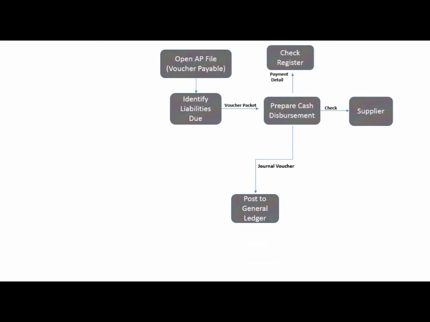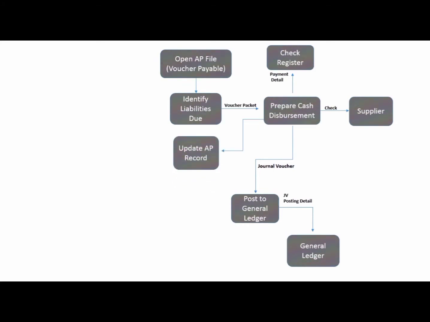Depending on the organization's materiality threshold, the check may require additional approval by the cash disbursement department manager or treasurer. The negotiable portion of the check is mailed to the supplier, and a copy of it is attached to the voucher packet as proof of payment. The clerk marks the documents in the voucher packets paid and returns them to the AP clerk.